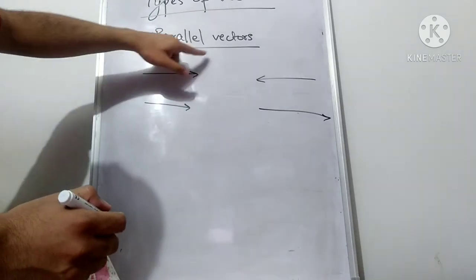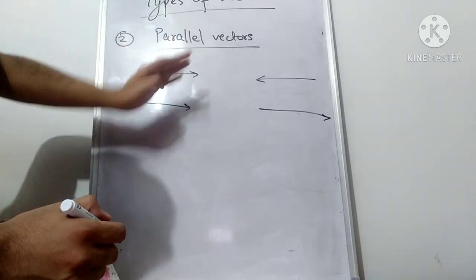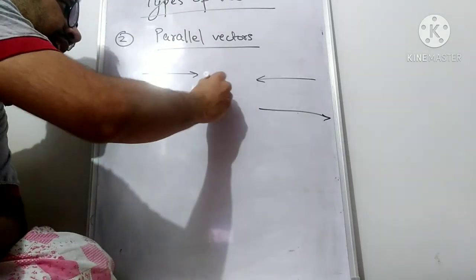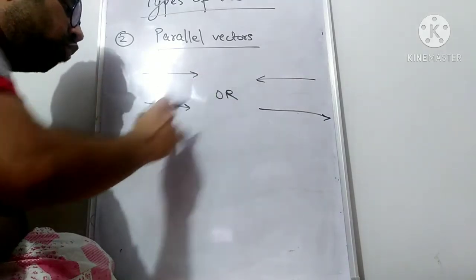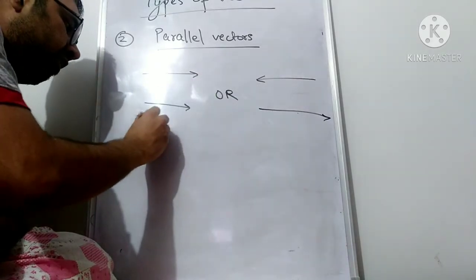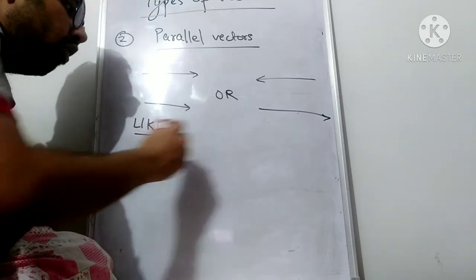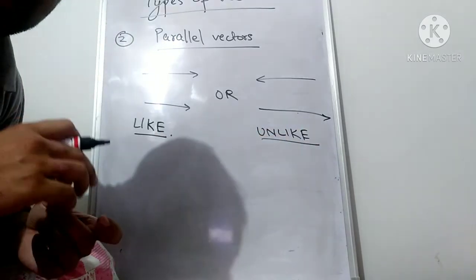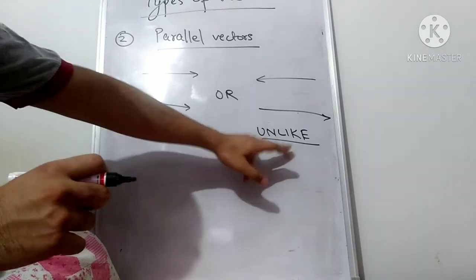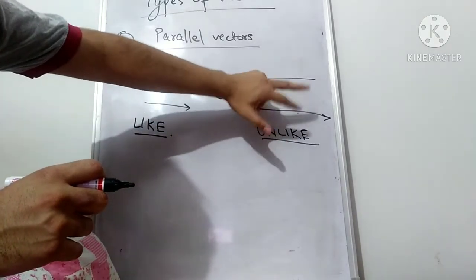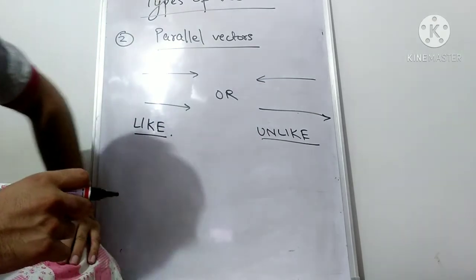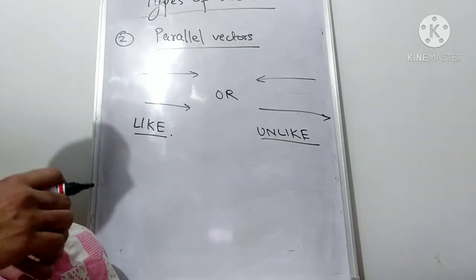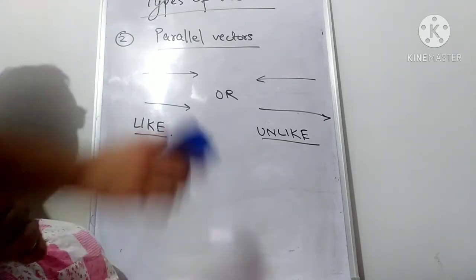Okay, so if two vectors are not intersecting in any way, then they are called parallel vectors. But they can be defined in two ways. When both of them have the same direction, they are called like vectors, and if they are acting in opposite directions, then they are called unlike vectors. So vectors acting in exactly opposite directions to each other are called unlike vectors, and vectors acting in exactly the same direction are called like vectors. Okay, so this was one point.